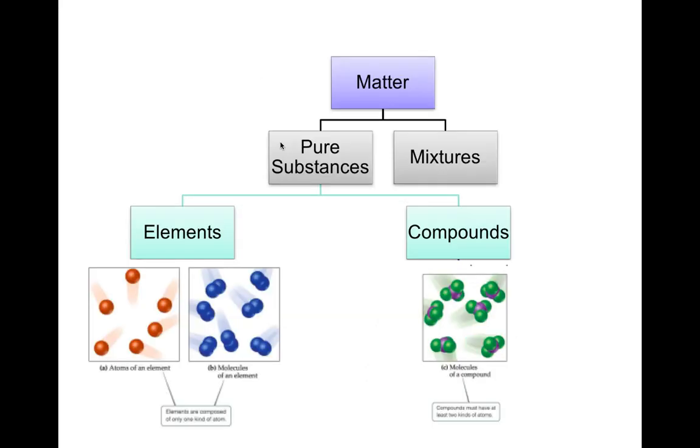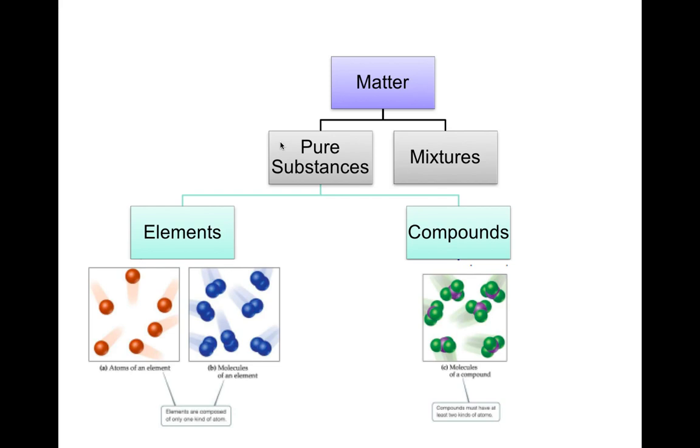So, if we're looking at the big picture, chemists classify matter based on characteristics, and we can classify matter either as pure substances or mixtures. We're starting over here on the left with pure substances. So, there's two types: elements and compounds. I know you guys are pretty familiar with elements. You find them on the periodic table.